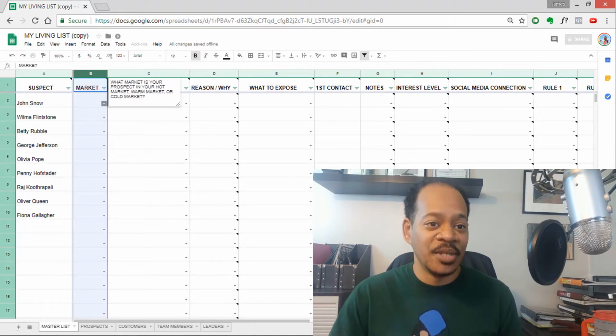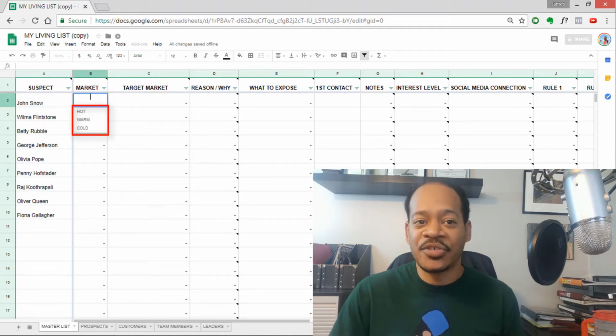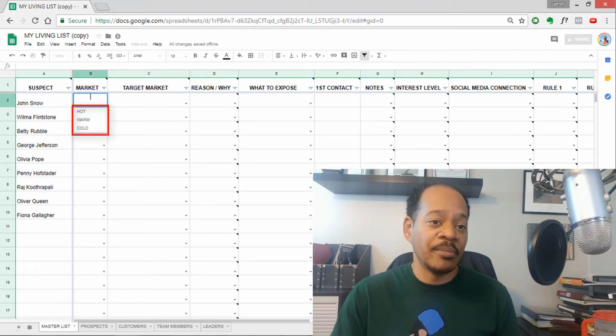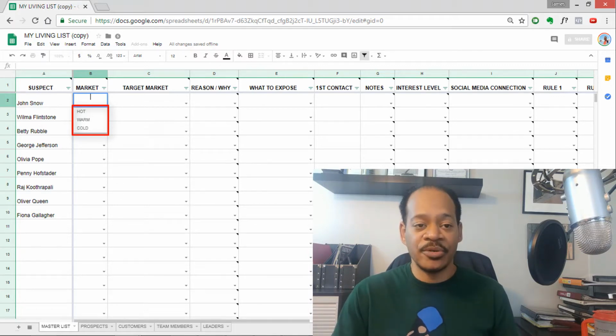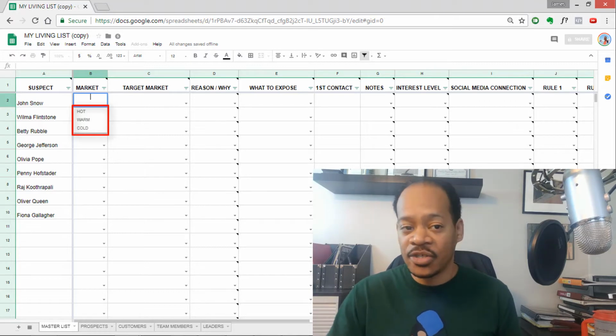So the second column you can see labeled here is market. And this is where we determine which market our contact is in. And in my system, there are 3 markets: your hot market, your warm market, and the cold market. And to keep this as simple as possible, our hot market are the people we know best. Because of this, our hot market is typically made up of our very best friends and our closest family members. Our hot market are the people who we call for a favor, like taking us to the airport or helping us move. And because of this, our hot market is our smallest market.